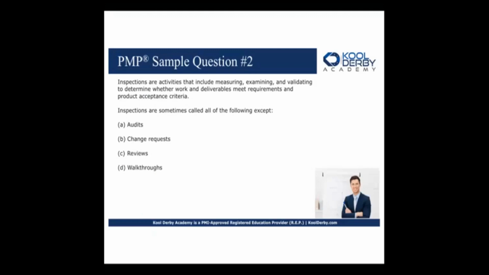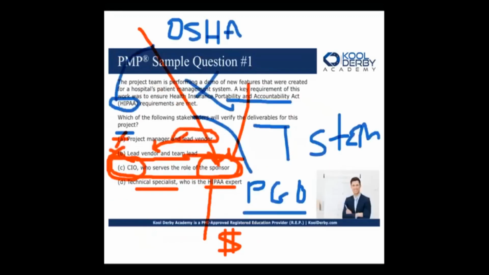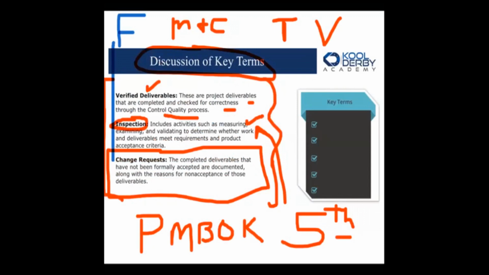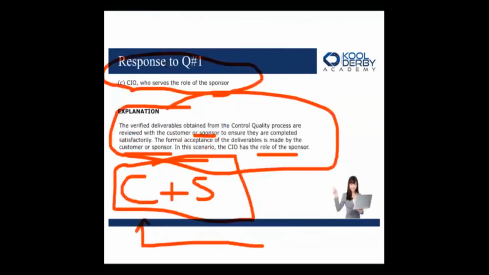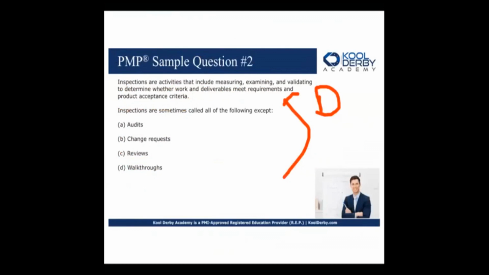In fact, if I go back to here, inspections, the measurement, examining, and validation to determine whether work and deliverables meet requirements. You see, it's a definition. For some reason, PMI likes to do that, give you the definition and now say, hey, I wonder if you can get the question right now. So here's a stem. This is what we call a stem of the question. Inspections are sometimes called all of the following except. Now that's where it gets tricky.